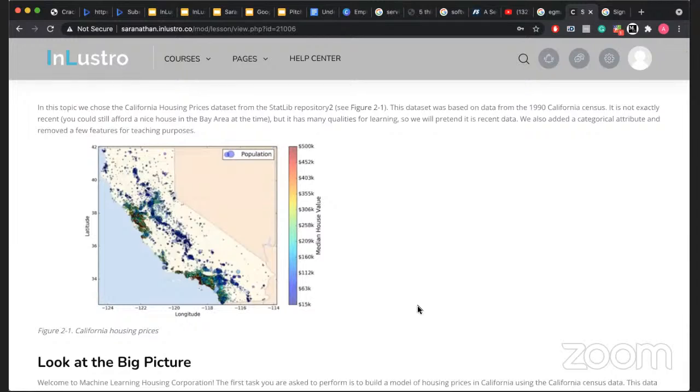In this particular topic, we choose the California housing prices dataset from the StatLib repository. The dataset is based on the 1990 California census. It's not exactly recent, but there are many qualities that are very useful as far as this dataset is concerned, which can help for teaching purposes. So this is the California housing price data as a function of location.